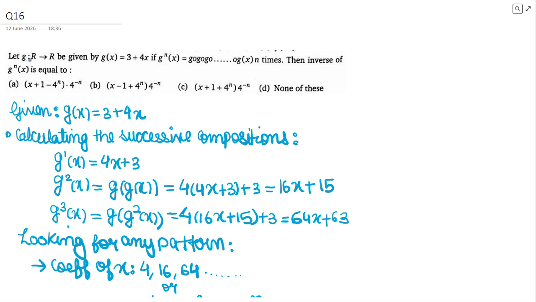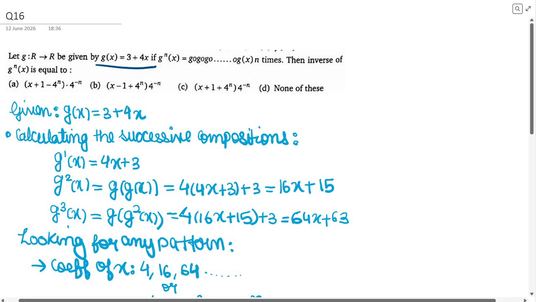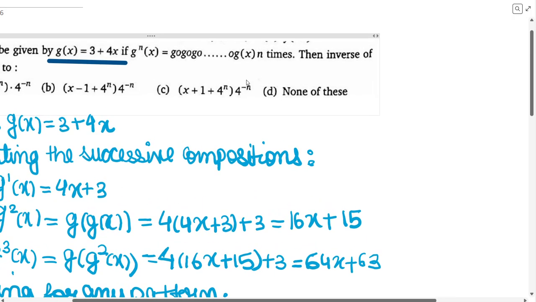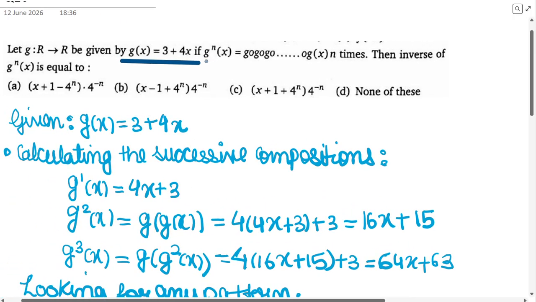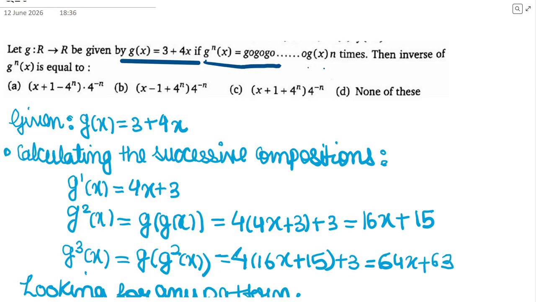Let G be a function from R to R, given by G(x) = 3 + 4x. Then we are given a successive composition of the G function, written G^n, which is not raised to a power, but it's just a way of representation. G^n(x) is taking the successive composition of it n times. Then we need to find the inverse of G^n(x).